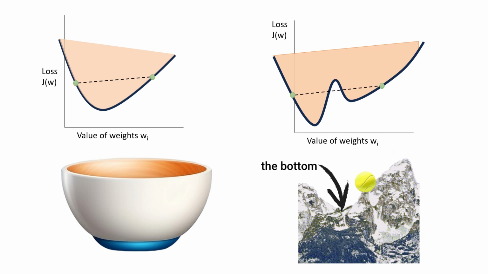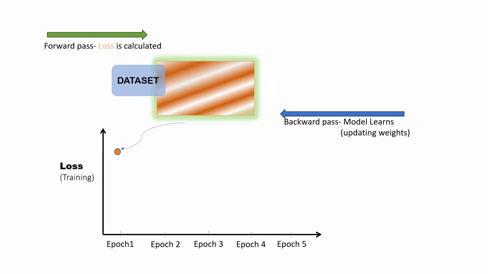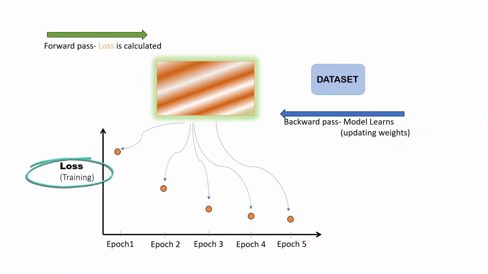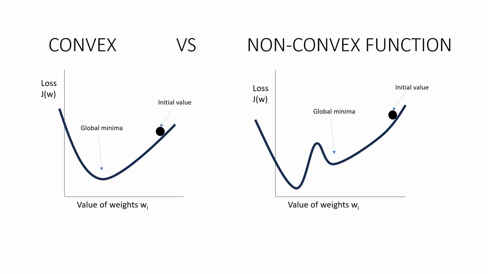Now let us understand why this is important in the case of deep learning. When we define our loss function, our goal is to reduce the loss. When the loss is the lowest, we can say that the model is trained. In deep learning, most of the loss functions are non-convex. For example, dice loss, focal loss, or binary cross entropy loss.